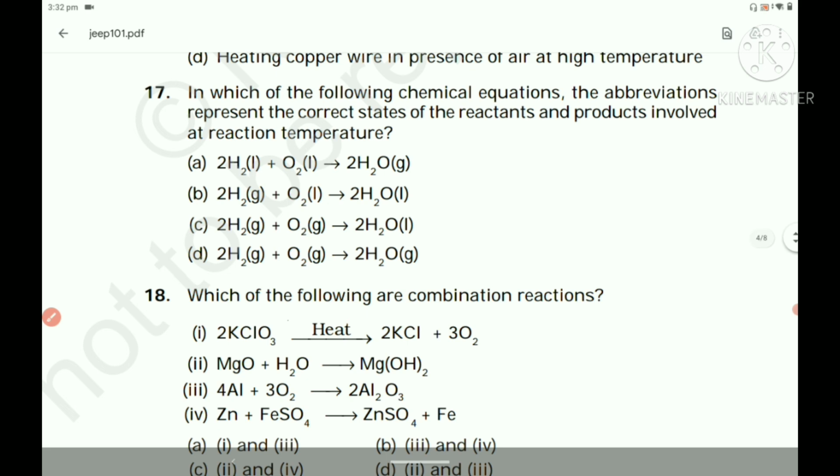In which of the following chemical equations do the abbreviations represent the correct states of the reactants and products involved at reaction temperatures? Here, this is the formation of water. So this is direct, right? Hydrogen is a gas, oxygen is a gas, and water is a liquid. So it should be this. The rest of them are just contradicting.